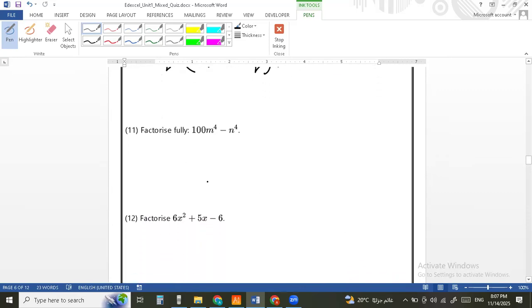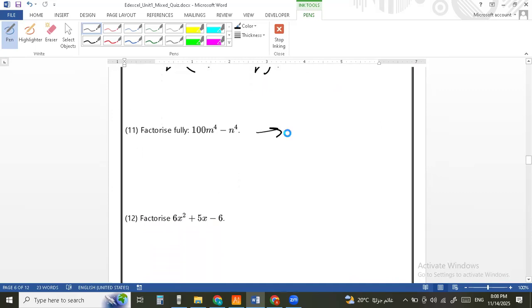Question 11. Oh, mister, look for the highest, look for the common sign. They don't have common signs. Common coefficient. No common coefficient. Common variable. No common variable. Mister, there is a mistake in question 11. No, there is no mistake.